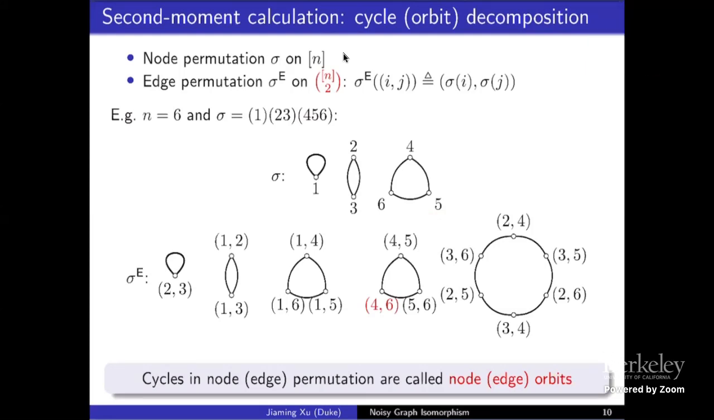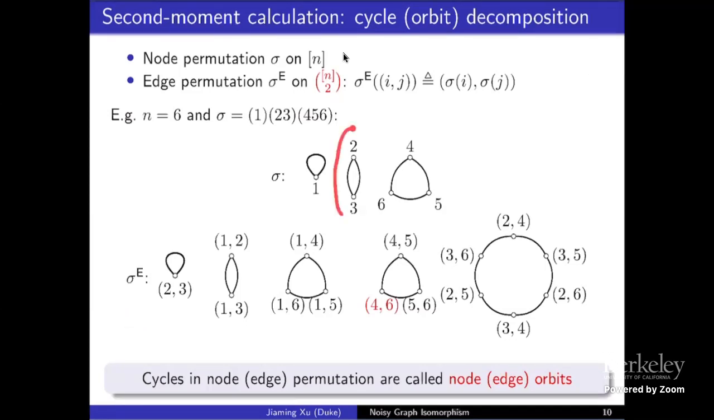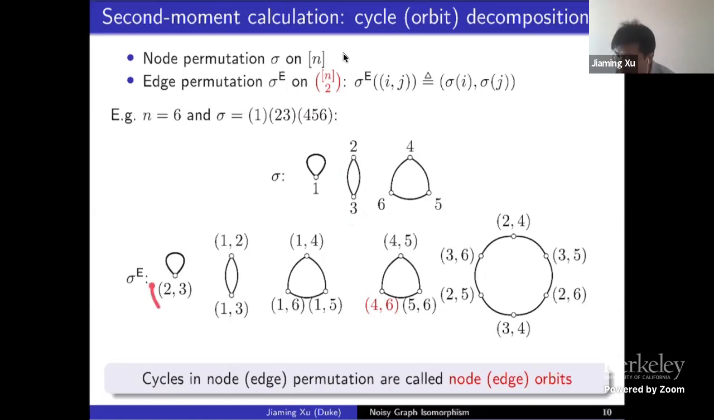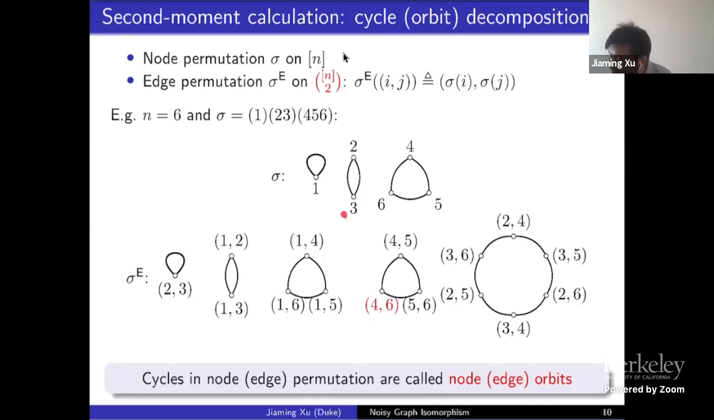So now, based on this, you can naturally write out the cycle decomposition for the induced edge permutation. For example, the 2-cycle in the node permutation actually induces a fixed point in the edge permutation, because you can check that {2, 3} maps to itself under sigma. You can also see that if you take the (1, 2) cycle and the (1, 3) cycle in the node permutation, this induces a 6-cycle in the edge permutation, just by considering all the pairs: {2, 4}, and then the corresponding mapping will become {3, 5}, and so on and so forth.